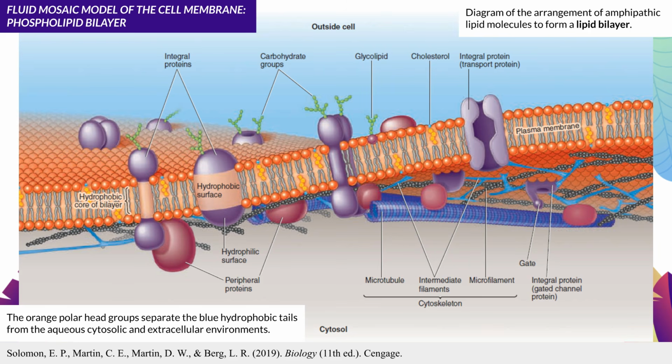This image represents the fluid mosaic model of the cell membrane. The term fluid refers to the lateral movement of phospholipids and proteins within the membrane. The term mosaic refers to the patchwork arrangement of different proteins embedded in the bilayer. These proteins serve various functions, such as transport, signaling, and cell recognition.